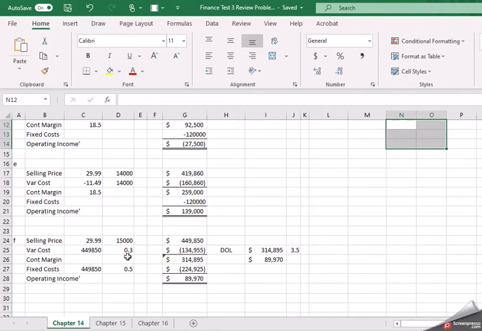$449,850. Then I take that and I multiply it by 30% or 0.3, and that gives me my variable costs. Subtract that out to come down to my contribution margin. Take the sales again, the $449,850 times 50% or 0.5. That gives me my fixed costs. Subtract that out to get my operating income. And then your degree of operating leverage is your contribution margin divided by your operating income. So then in this case, that's 3.5.